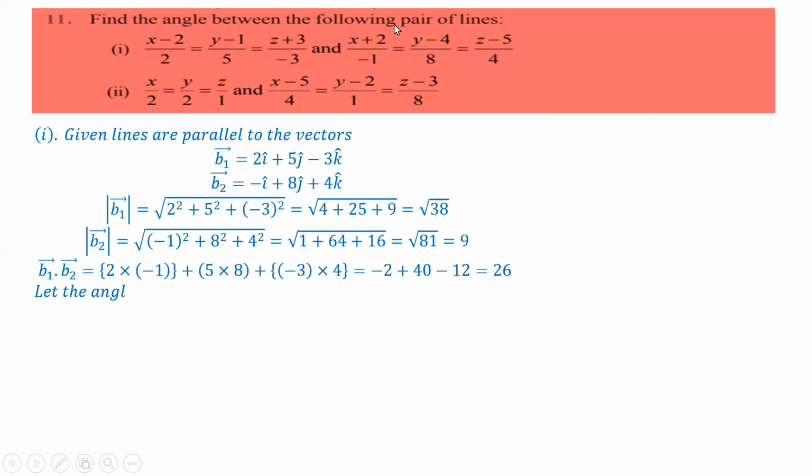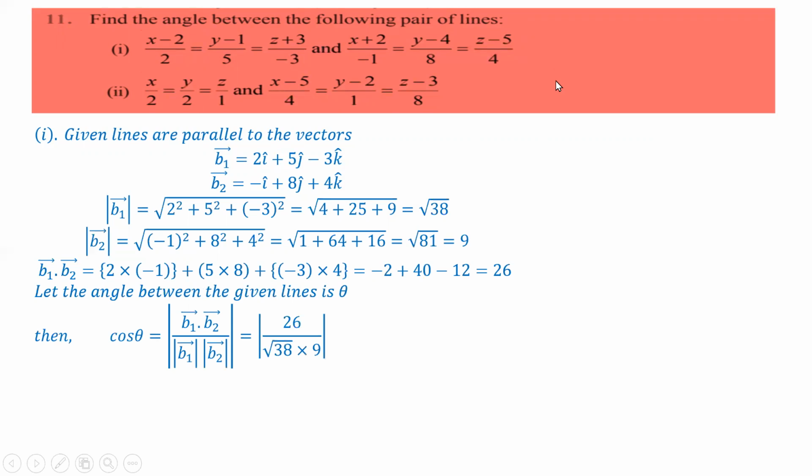Now if the angle between the given two lines is theta, then cos theta is represented by 26 upon 9 into root 38. So theta is cos inverse 26 upon 9 root 38. So this is the angle between the given two lines. Now we can easily solve question number 2 the same as this solution. So find the angle between the two lines given here. This is your homework.